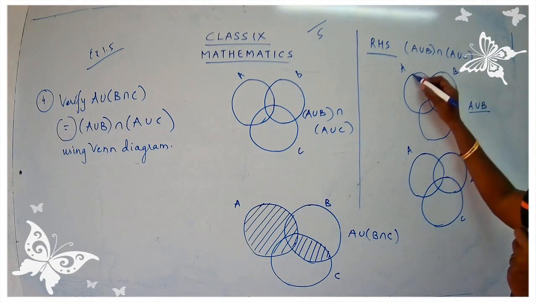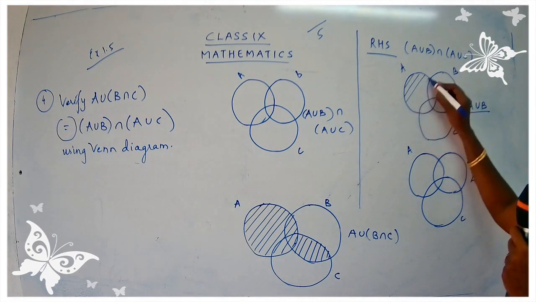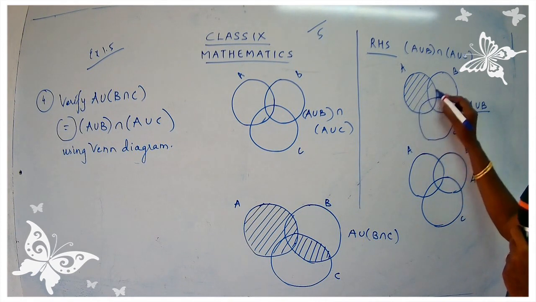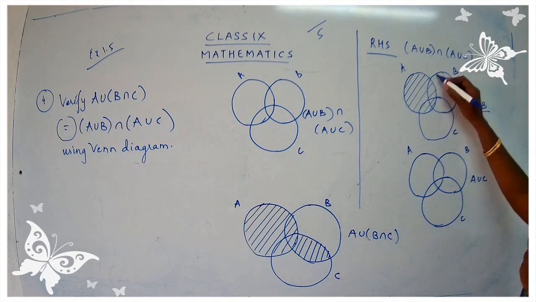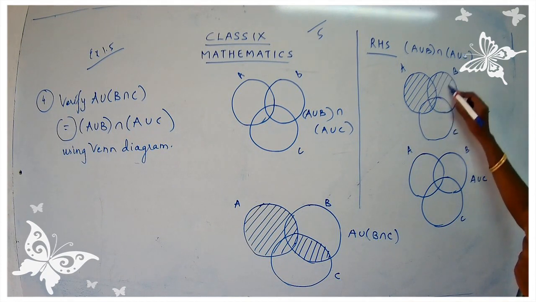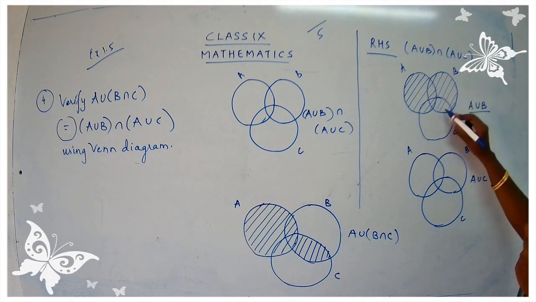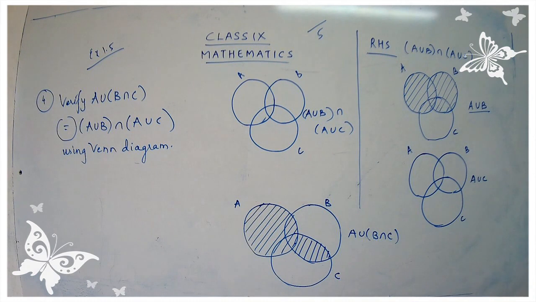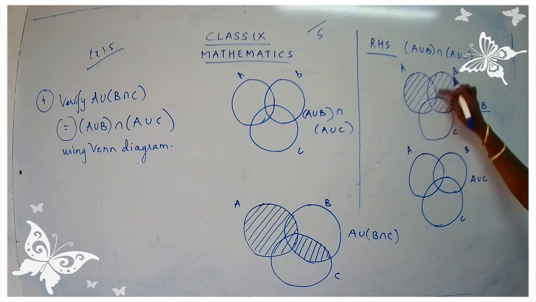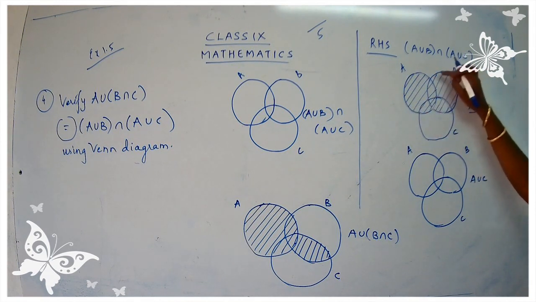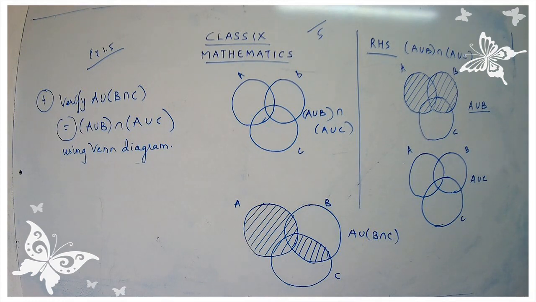So shade A completely. Shade A. I have shaded A. I have to shade B also. I am going to shade B also. So this is A union B. Shade A and B. Do not think of any other lines. Just shade the set A and the set B completely using your scale and pencil.